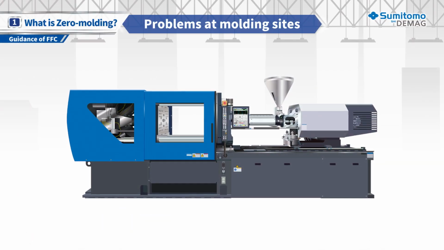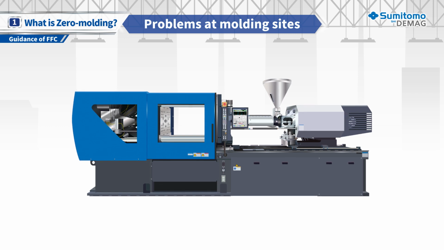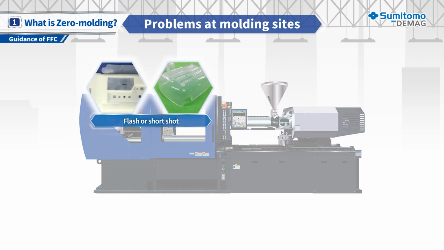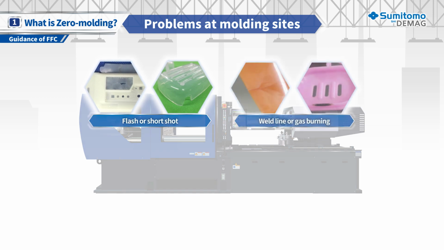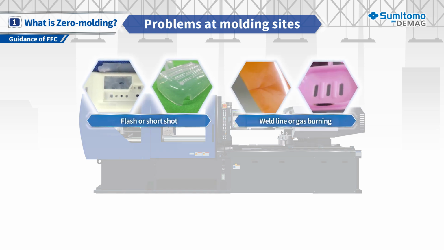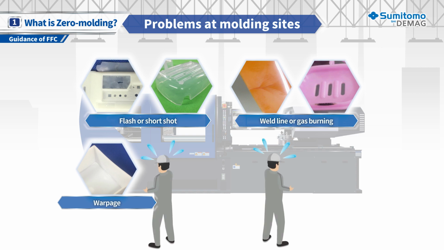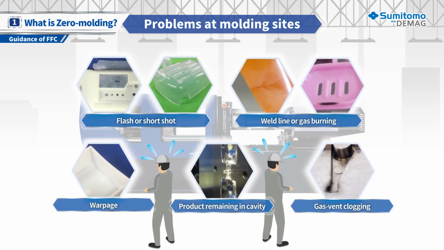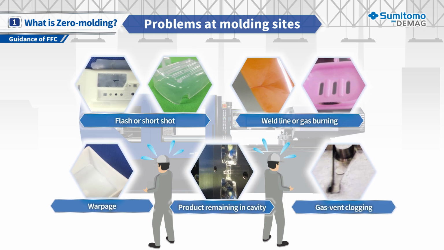What kind of problems do you have at your production site? There may be many problems, such as a flash, short shot, weld line, material burning, warpage, and other defects in the product itself, as well as a remaining product in a cavity and clogged air vent.